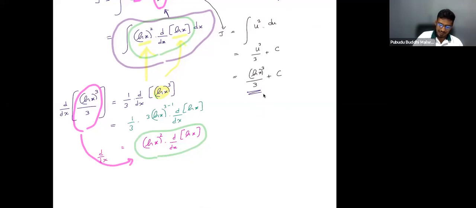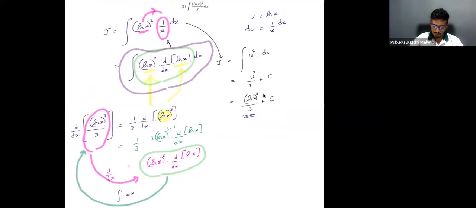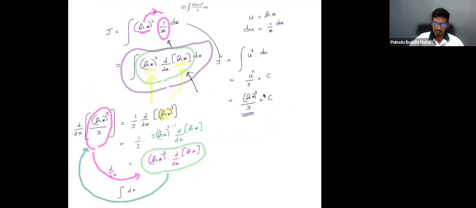Hence the antiderivative of this answer is the original function that we did differentiate. So like this. Now I think if you think carefully, you can understand why I created this form initially to identify the substitution, right?